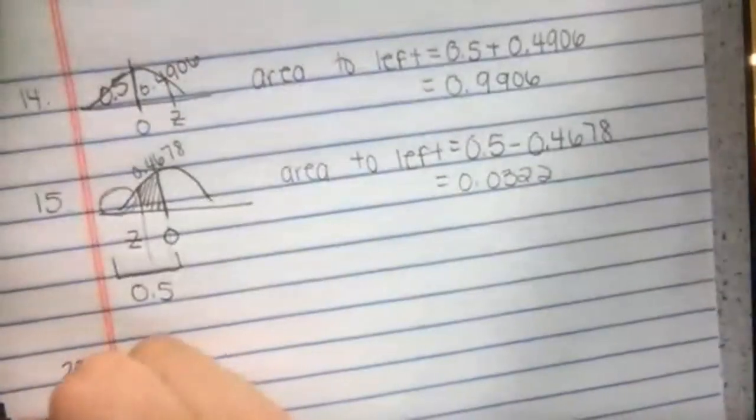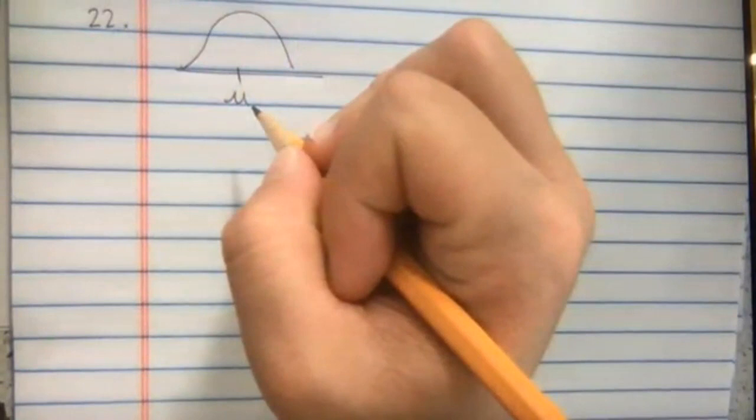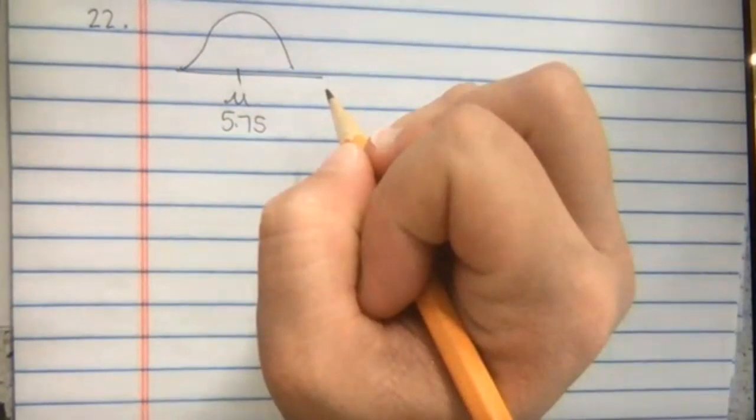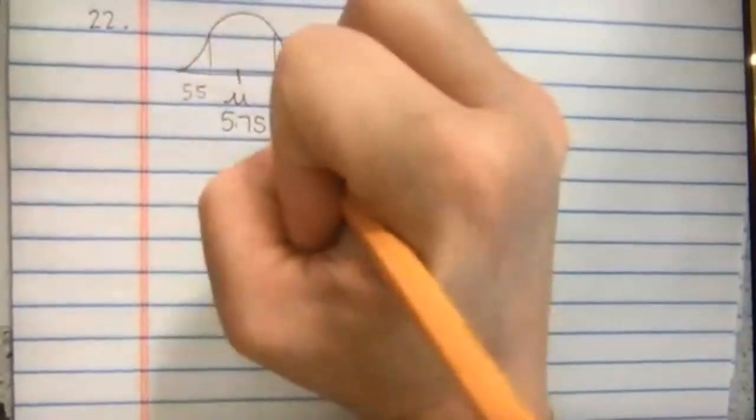This is number 22. So here's our little picture. In the middle is our mean. Our mean, they told us, was 5.75. And the weight has to be between 5.5 and 6.0 ounces.